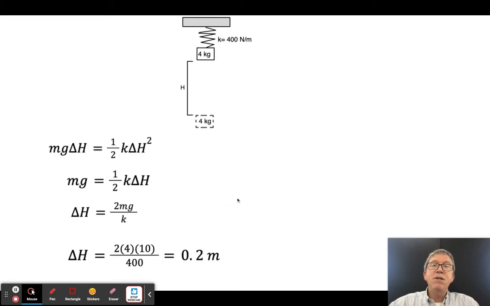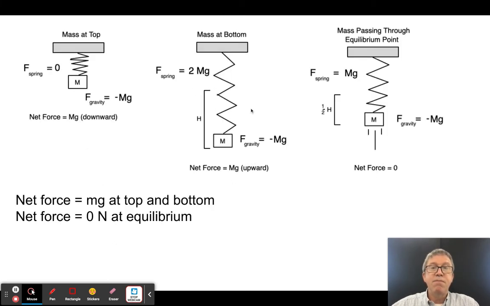So let's see what that means in terms of this one here. I'm going to remember that when I derived this equation by equating the gravitational potential energy loss here to the gain in spring potential energy here, I get 2mg over k. So let's just substitute 2 times 4 times 10 divided by 400, which gives 0.2, which is what we said we'd get. So what we now know is it would fall 0.2 meters and its equilibrium point would be at 0.1 meters.